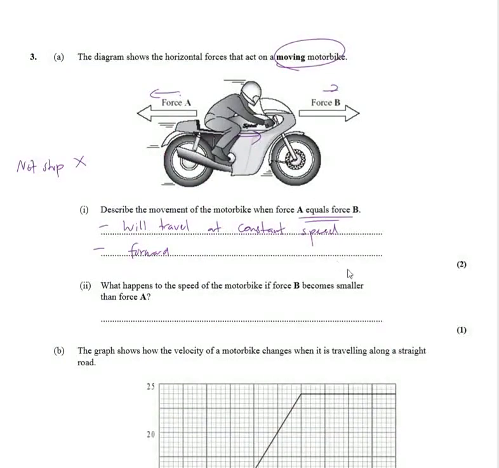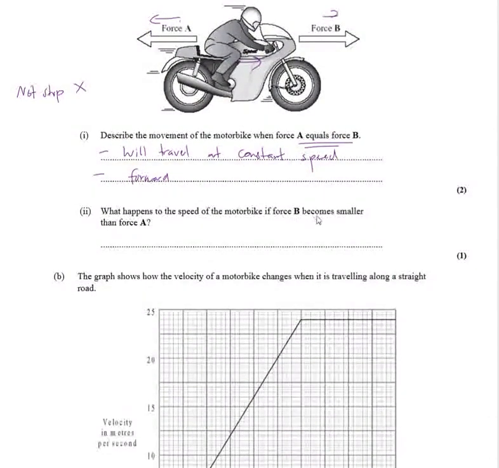Now, what will happen if the force B is smaller? Let me draw this again. So we've got our motorbike. Now, A is here. Now, B is smaller. What will happen in this case? Let's say, how can B be smaller? Let's say the person applied brakes. So when I apply the brakes, B gets smaller. Now, what will happen to the motorbike?